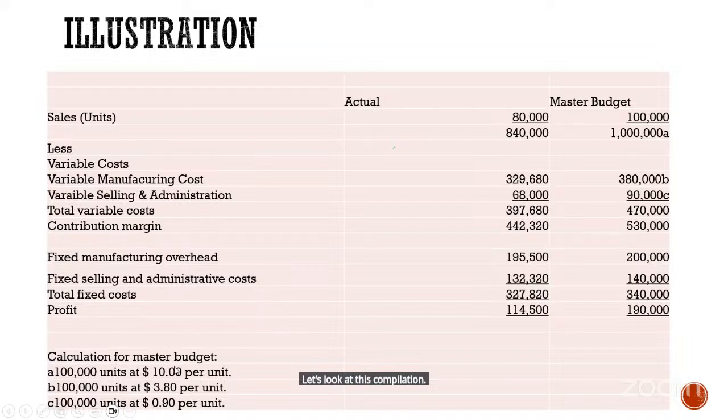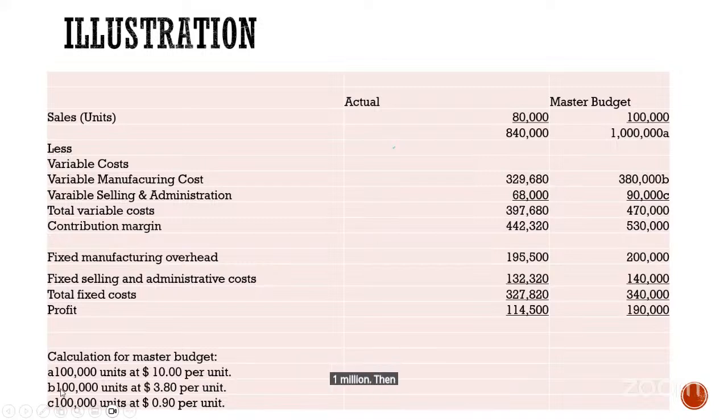Now, calculation for master budget. If we look at A here, it is just for explanation purpose: 100,000 units multiplied by 10 naira per unit. That's why we got this 1 million.